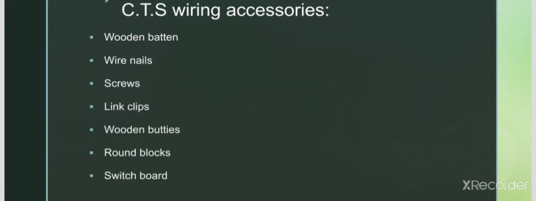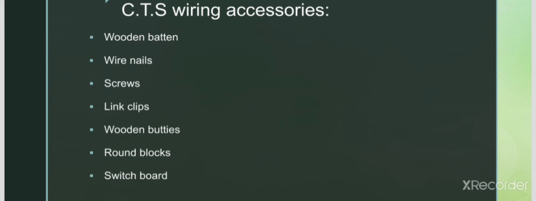Screws are used for fixing the wooden batten, blocks or boards and electrical accessories on the wall and ceiling, and they are available in different sizes like half inch, 1 inch, 1.5 inch, 2 inch, etc. Link clips are used to hold the wires in position on the wooden batten, and they are fixed at an interval of 10 to 15 centimeters.